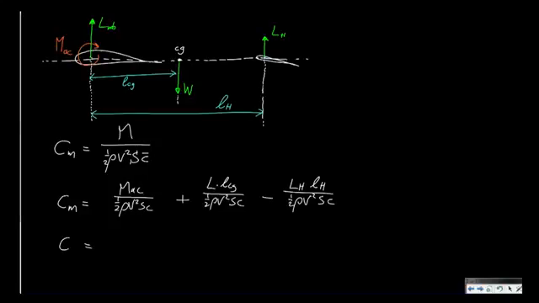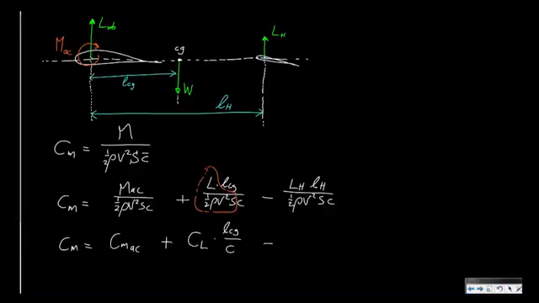Well, let's see what we have as a result. We have CMAC. This is nothing else than the aerodynamic center moment coefficient. And here we see that this coefficient we know. L divided by half rho v squared S, that is of course the CL of the aircraft. And what we are left over with is LCG divided by C, a sort of unitless distance.